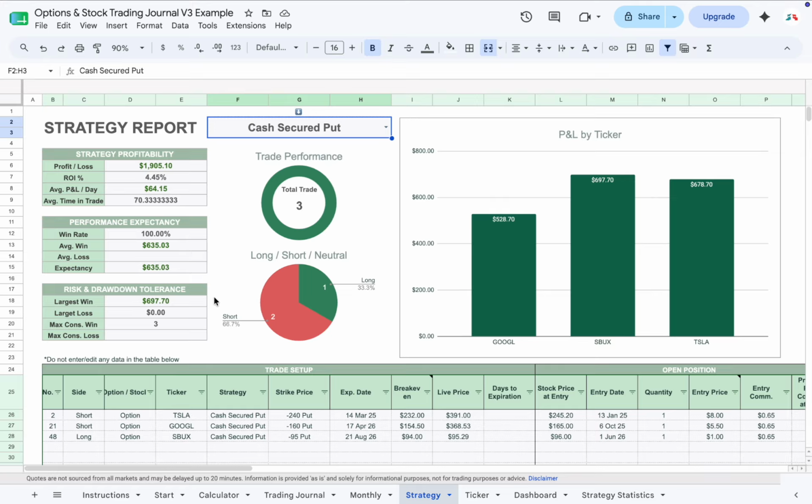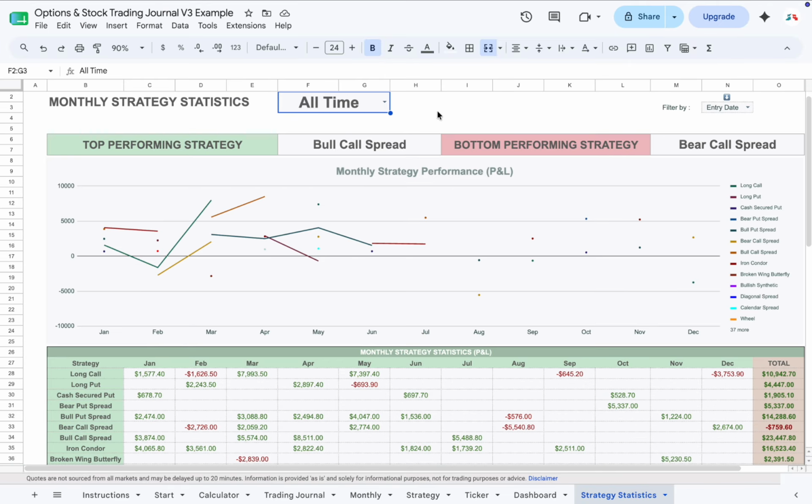The accompanying charts here visualize winning versus losing trades, trade direction, distribution, and PNL by ticker. The strategy statistic page allows you to compare all your strategies side by side.